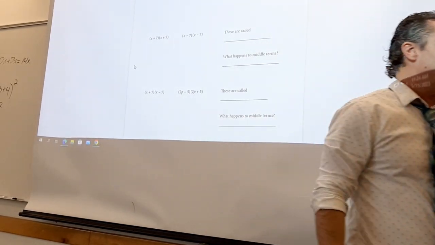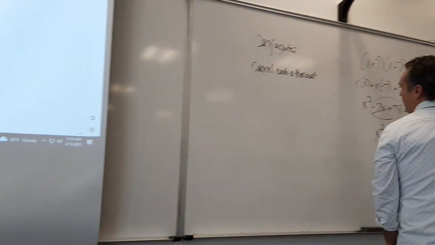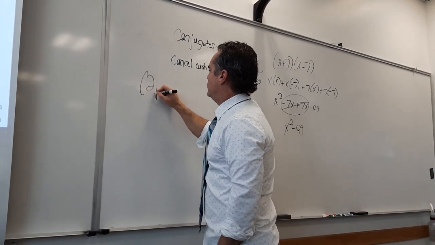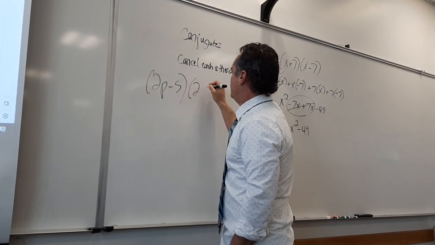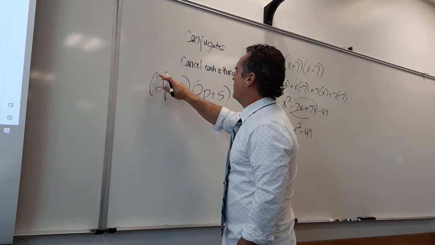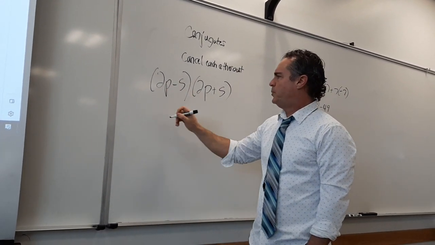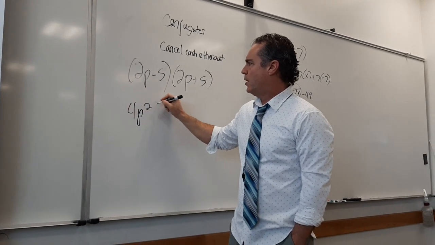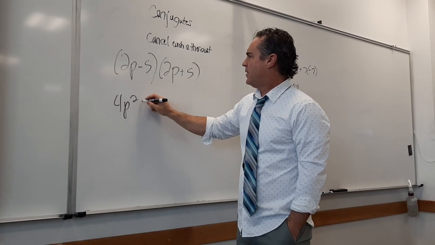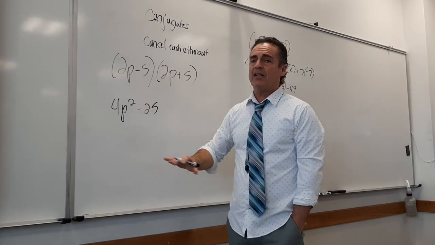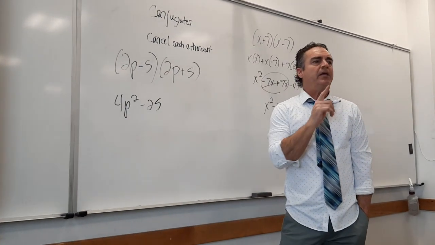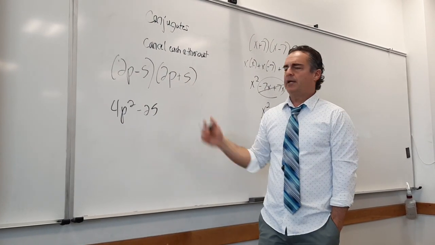So if we have 2p minus 5 and 2p plus 5, let's do that right here. 2p minus 5 times 2p plus 5. One of the things we can do here, which is kind of fun, is say, hey, 2p times 2p is 4p squared, and negative 5 times positive 5 is minus 25, and that's my answer, and I'm done because the middle terms are going to cancel out.